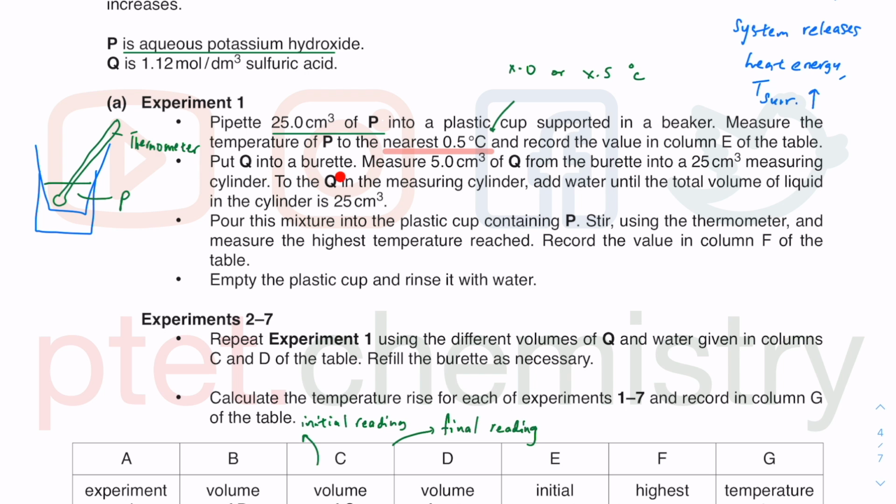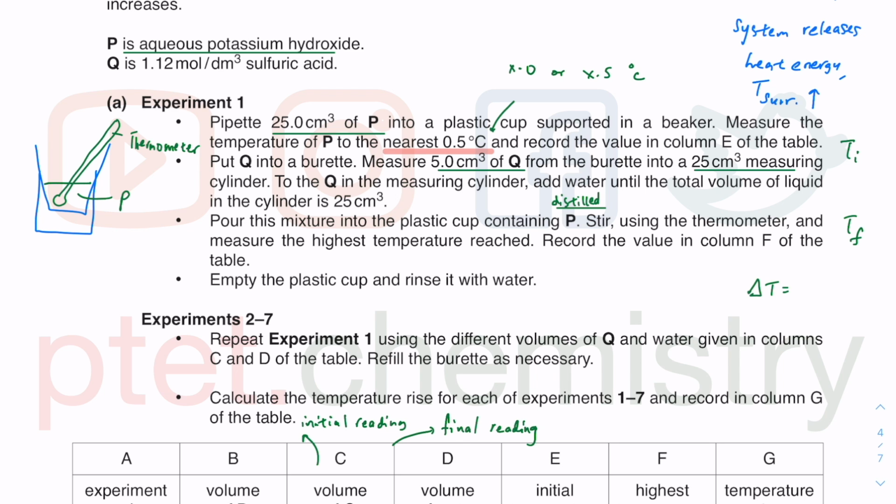You put Q into the burette, you put 5.0 cm3 from the burette of the Q into this measuring cylinder, and then you top it up to 25 cm3 on the measuring cylinder by adding distilled water. You never use tap water because tap water contains dissolved ions, and distilled water is just pure water, until the total volume of liquid is 25 cm3. You mix them together, you pour Q into P, and then the temperature will rise.